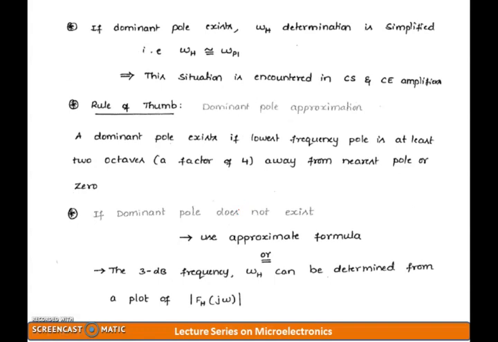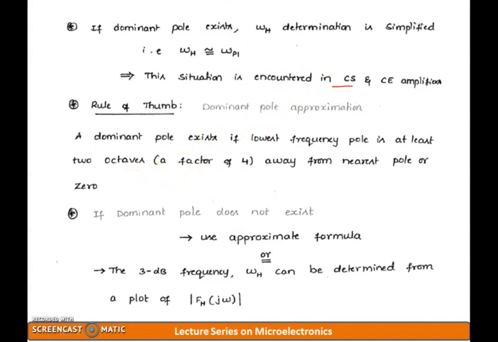I can say that the particular frequency where the dominant pole exists, I can consider straight away, is the frequency that will be the highest frequency of my amplifier configuration. Now this typical situation is encountered especially in the common source amplifier with respect to MOSFETs or the common emitter amplifier configuration with respect to BJTs. We'll try to see the implication of omega h in terms of the common source amplifier in the subsequent lecture.